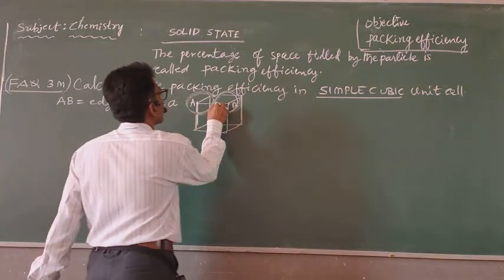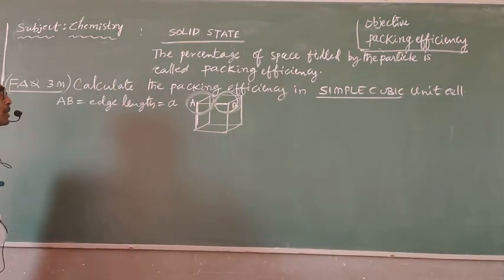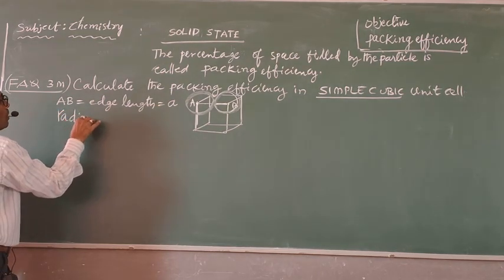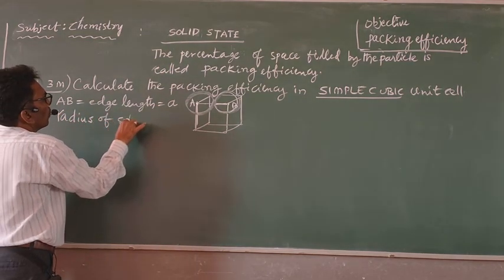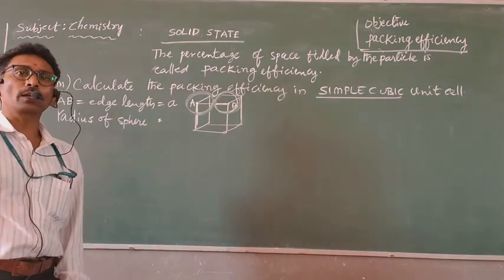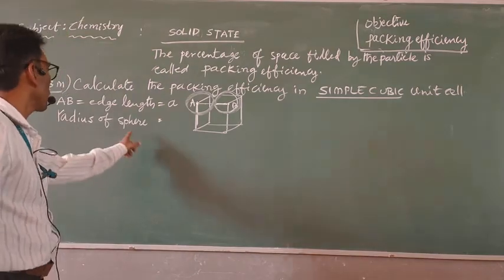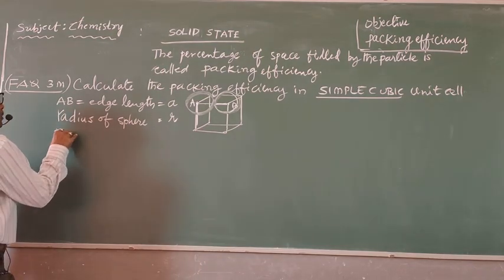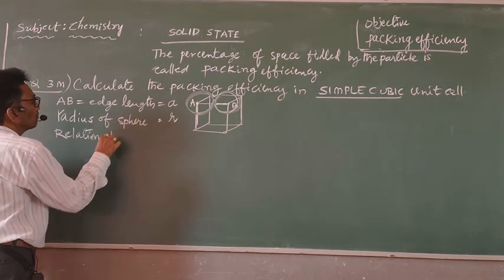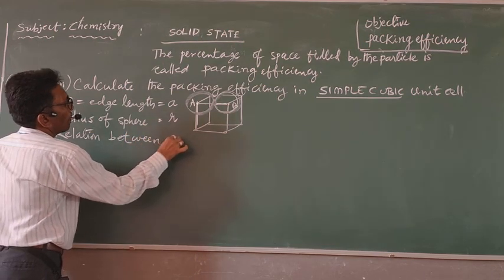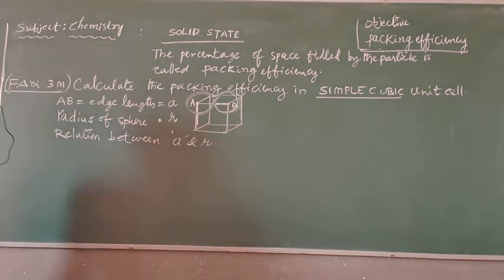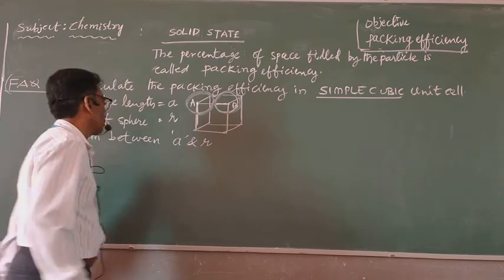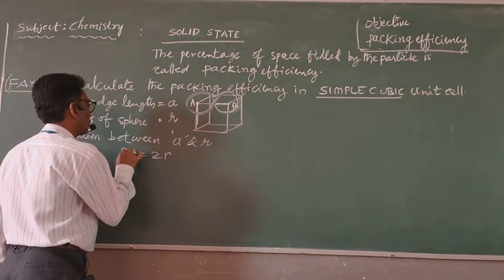Next, the radius of this sphere. We are assuming the particles in the solid as hard spheres. So the radius of the sphere is denoted by letter r. Now the relation between a and r, the edge length and radius of the atom. This edge length AB is equal to r plus r, 2r. So a is equal to 2r.